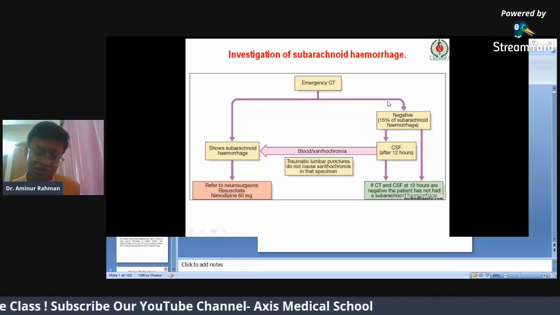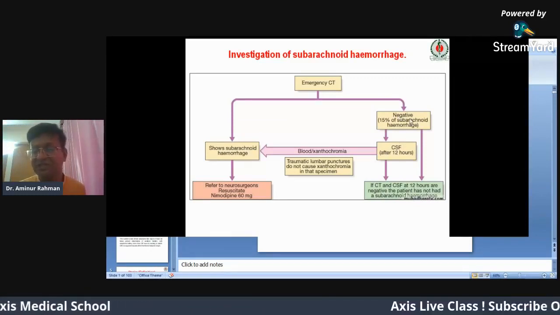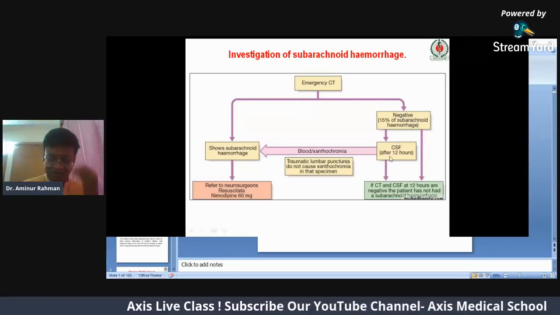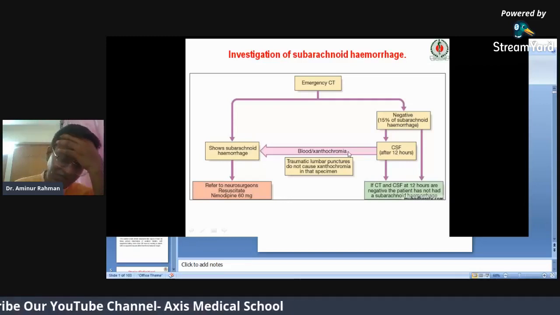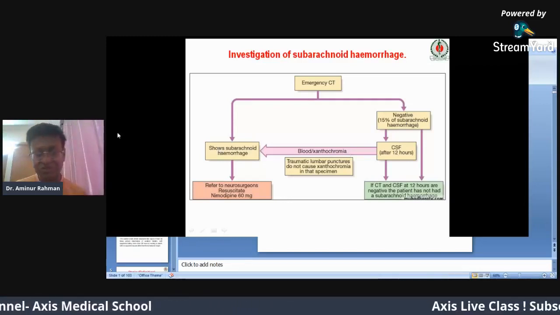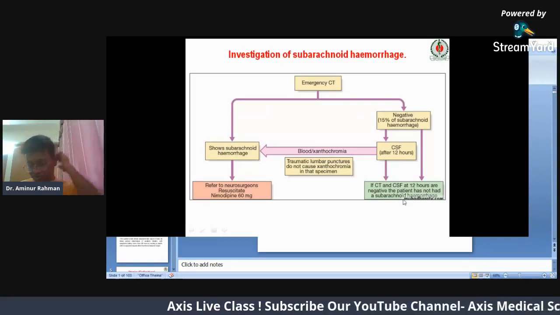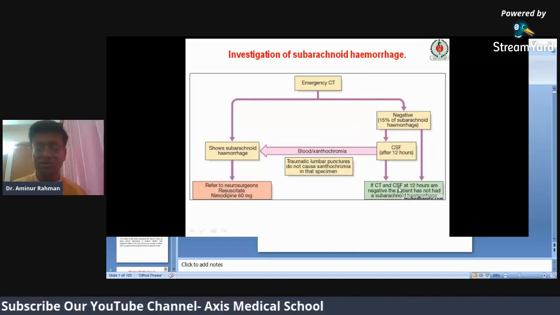So if the CT scan is negative in the earlier phase, it may be negative, and we wait for 12 hours. After 12 hours, you will go for the CSF study. If it is xanthochromic, we will think it's subarachnoid hemorrhage. If it is not xanthochromic, and the CT scan and CSF are negative, the patient has no subarachnoid hemorrhage.